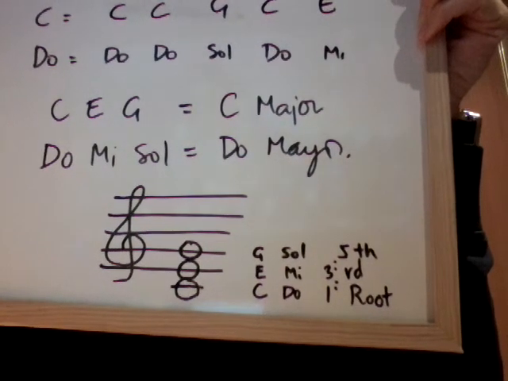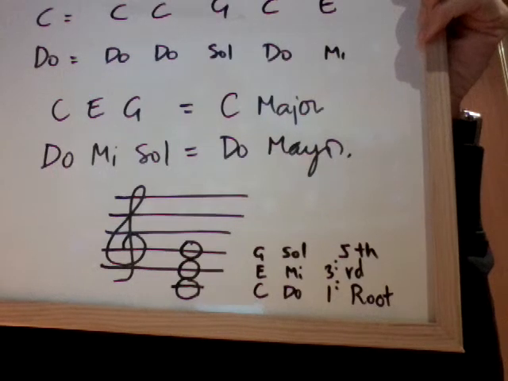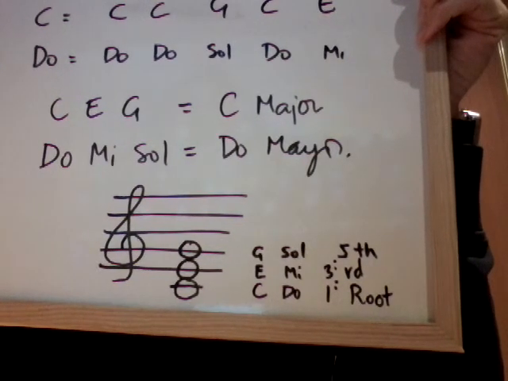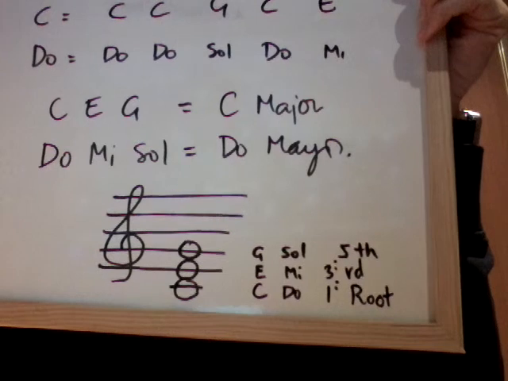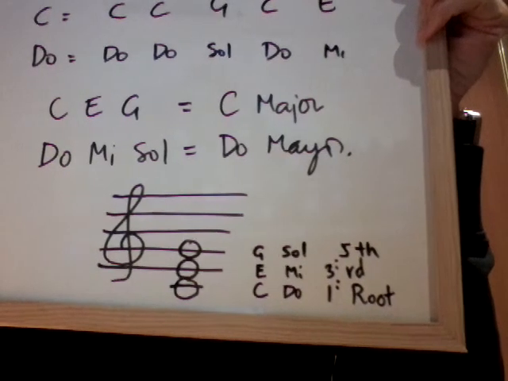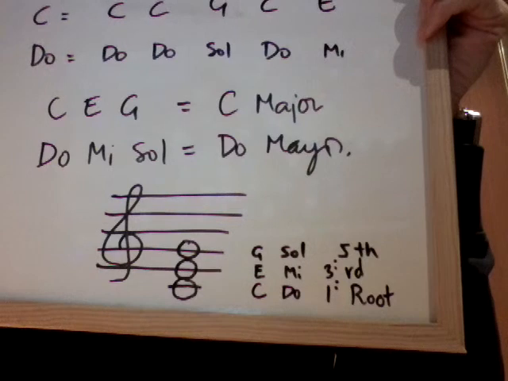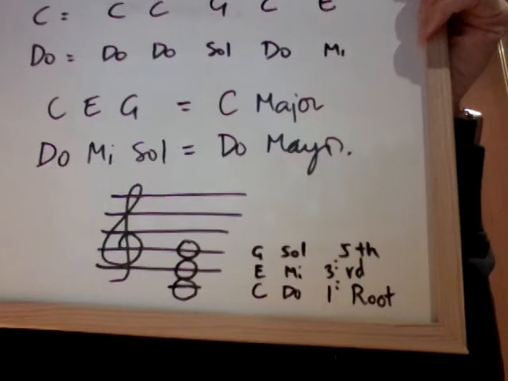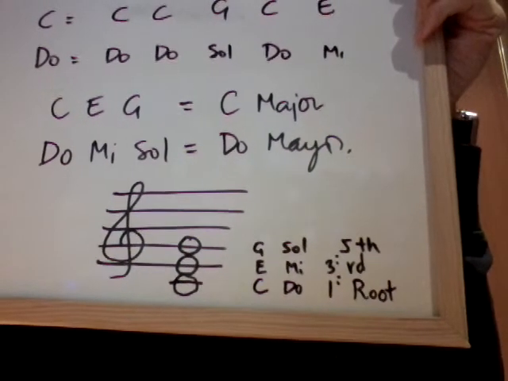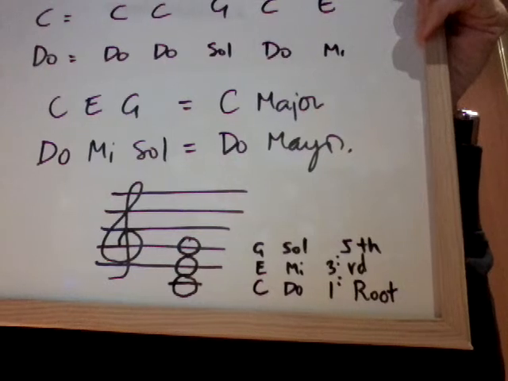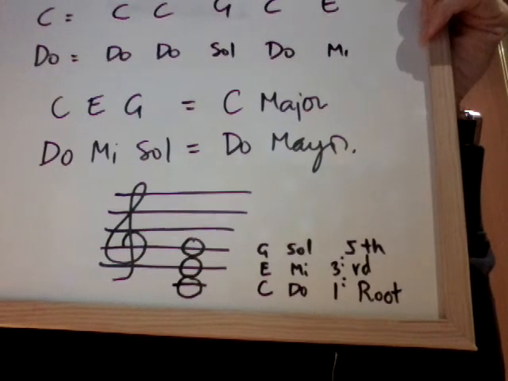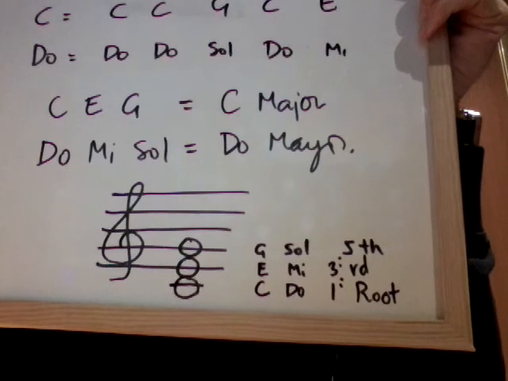First line, second line, third line, fourth line, fifth line. So you have to start from the bottom and then go up until the fifth line, hasta la quinta línea. And then you have one space, two spaces, three spaces, four spaces between those lines. So remember, the first line is E, la primera línea es Mi.